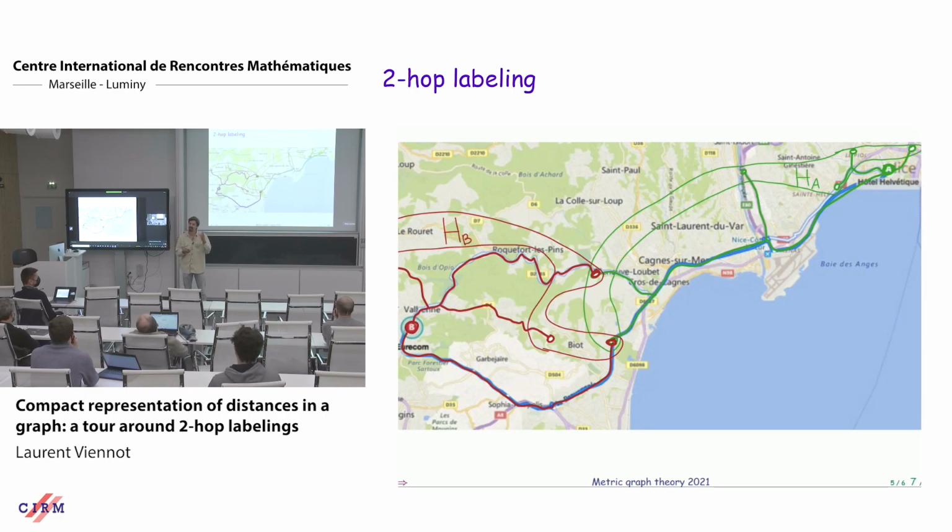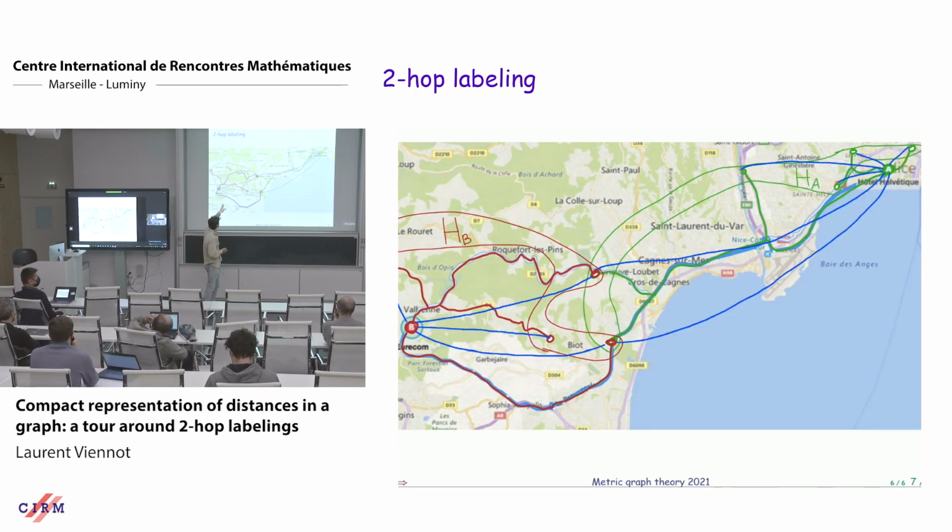And what I will ask for the hub sets is to have the property that, for any pair of nodes, they always have a common hub on the shortest path. So if this blue thing is the shortest path, I will require that the two nodes have a common hub on the shortest path, so that the minimum of the values I get will be the exact distance.